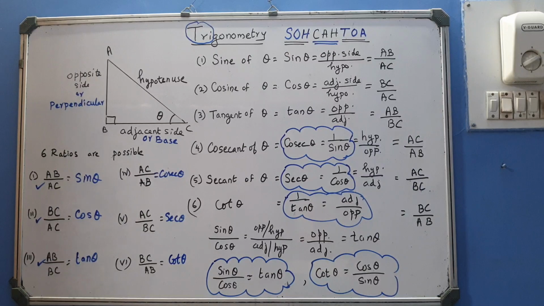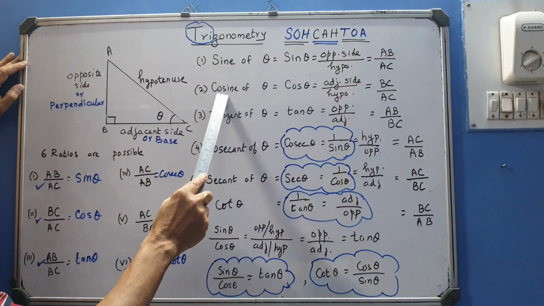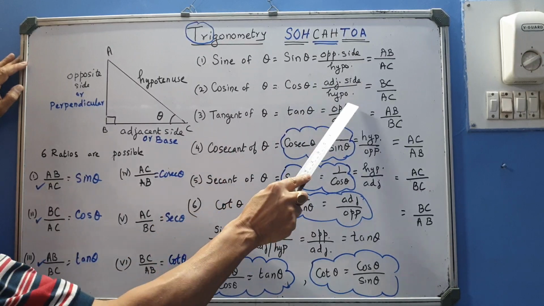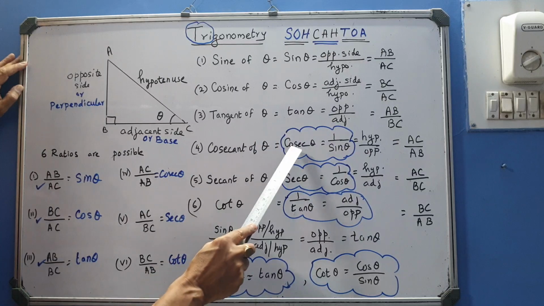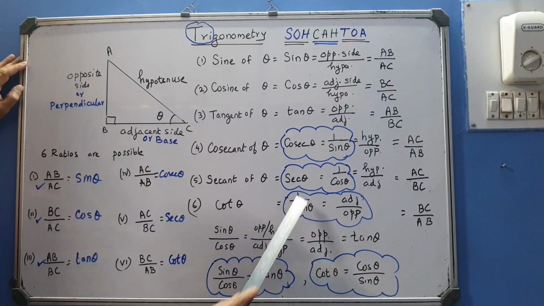Once more, sin theta is opposite by hypotenuse. Cos theta is adjacent by hypotenuse. Tan theta is opposite by adjacent. Cosec theta is the reciprocal of sin theta. Secant of theta is the reciprocal of cos theta. And cot theta is the reciprocal of tan theta.